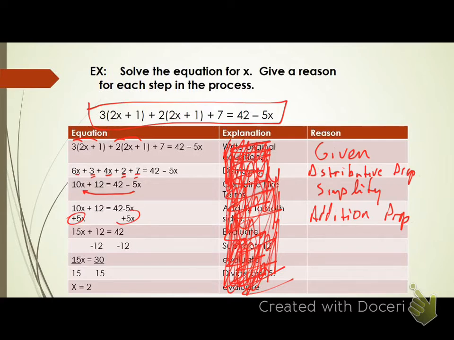Okay? And then we're going to actually combine these terms. Combine our like terms to get this equation. So we're going to simplify to get that. Okay? Now that you have this equation, I imagine it makes sense to you that we're going to subtract 12 from both sides. The subtraction property is what allows us to do that. So that's the reason that we give for being able to make that statement.